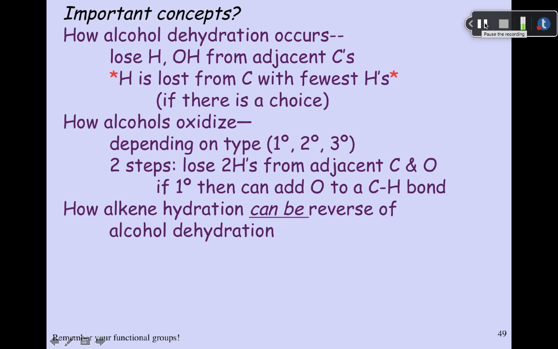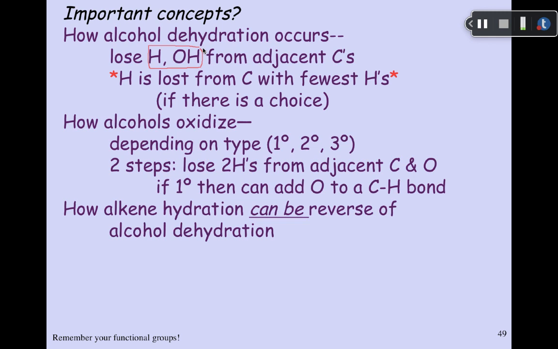So a little bit of a summary. What important concepts were covered in this activity? You should know more about how alcohol dehydration occurs. Remember that you're going to lose hydrogen and OH from adjacent carbons when dehydration occurs. Two adjacent atoms lose something, and they end up making a double bond between them. The hydrogen is going to be lost from the carbon with the fewest hydrogens. It sounds a little tricky to say it, but it's exactly how you need to think of it. And if there's a choice, sometimes there's not.